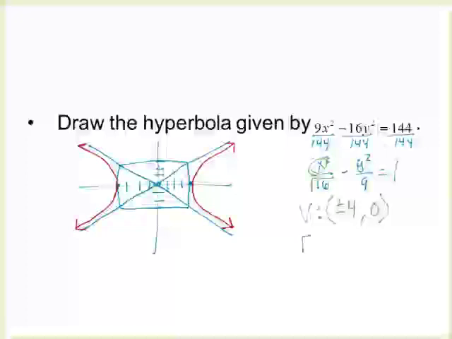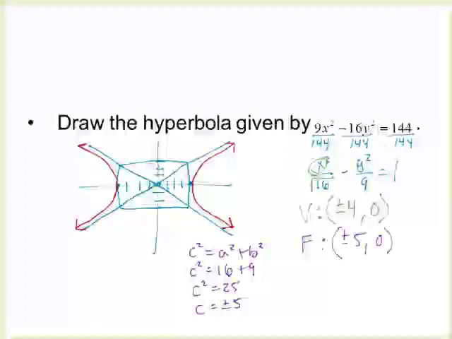For the foci, we need to use the equation c squared equals a squared plus b squared. A squared and b squared are the numbers in the problem, so 16 and 9, which add to give 25. So our c is plus and minus 5. And the focus value belongs in the same part of the point as the vertex value. If we would plot them, out a distance of 5 would be far enough out that they would be in the curve.